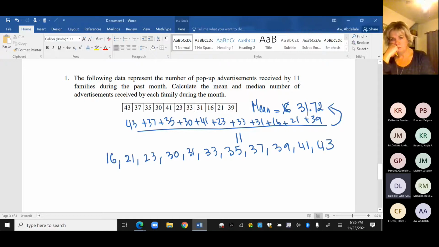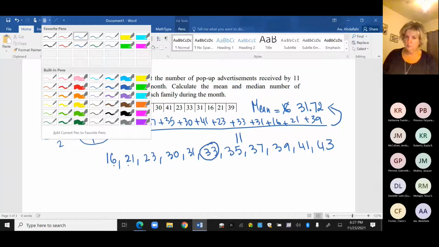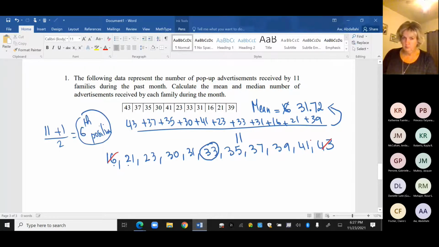Now, if you go by the median locator, we have 11. We say 11 plus 1 divided by 2, which is 6. The median is at the 6th position: 1, 2, 3, 4, 5, 6th position. You can also go with the crossings. Cross, cross, cross, cross, cross, and you get to the 6th position.